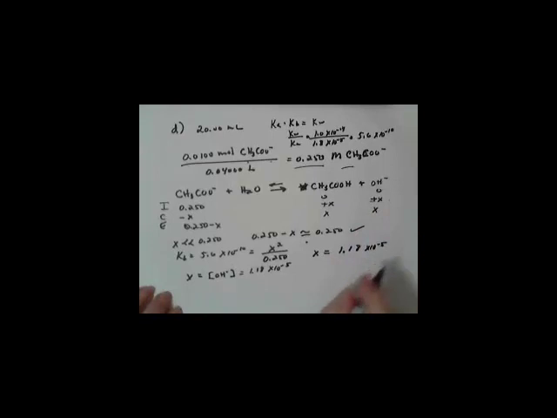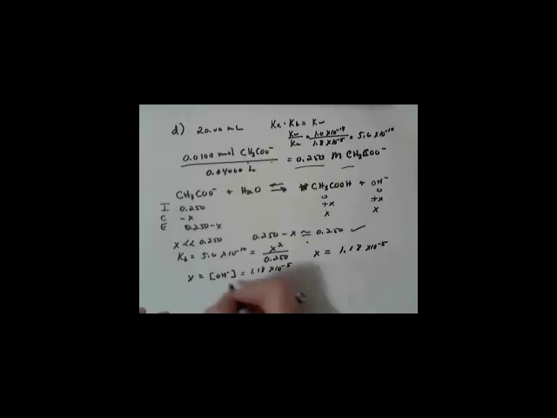Let's go ahead and check our assumption. Let's see, 0.25 minus 1.18 times 10 to the negative 5 is about 0.25. So our assumption is justified. You always have to check the assumption. Otherwise, you're going to have to solve the quadratic equation and use methods to do that, but this is much easier. So my hydroxide ion concentration is 1.18 times 10 to the negative 5.